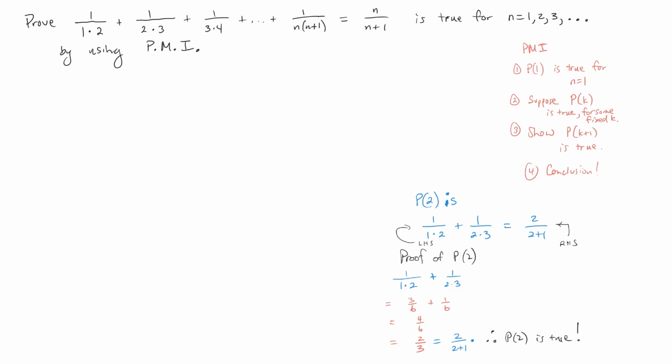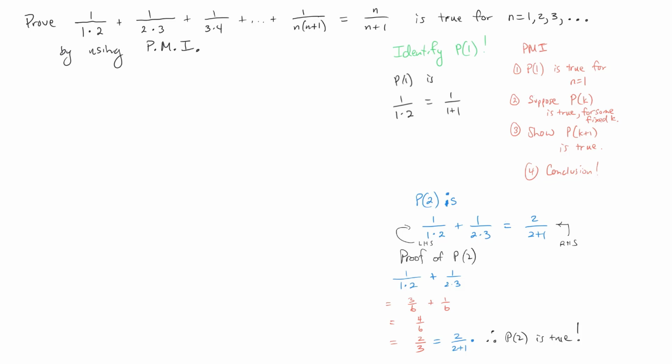However, to make this really work, it does say to start with n equals 1. So we need to prove that P of 1 is true using this technique. First, you've got to be able to identify P of 1. In other words, write it out. State it. What are you trying to prove with P of 1? Okay. P of 1 is this equation: 1 over 1 times 2 is equal to 1 over 1 plus 1.